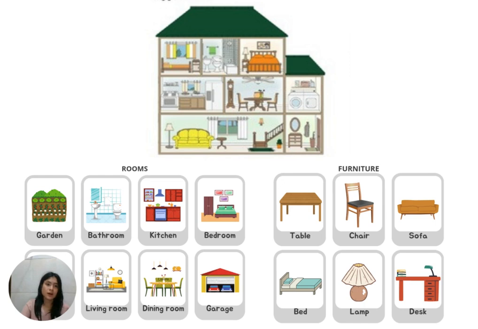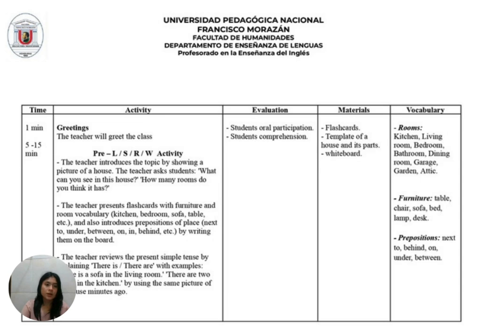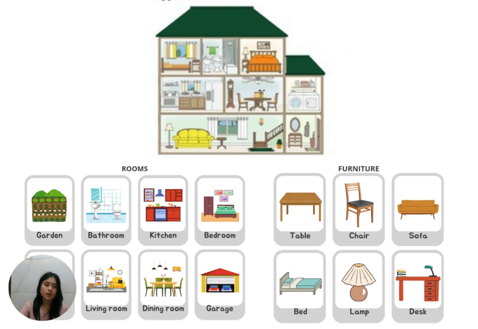Next, as you see in my lesson plan, I will present flashcards with vocabulary related to furniture and rooms. So here are the flashcards. For example, rooms: garden, bathroom, kitchen, bedroom, attic, living room, dining room, garage. And furniture: table, chair, sofa, bed, lamp, desk.